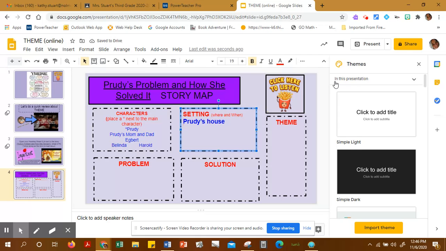And now I need a when. When does this take place? Is this taking place in the morning, in the evening? Is this taking place in the past or in the present or in the future? Is it taking place in fall, winter, spring? And sometimes this is a lot harder than you'd think. You really have to use the clues from the story.